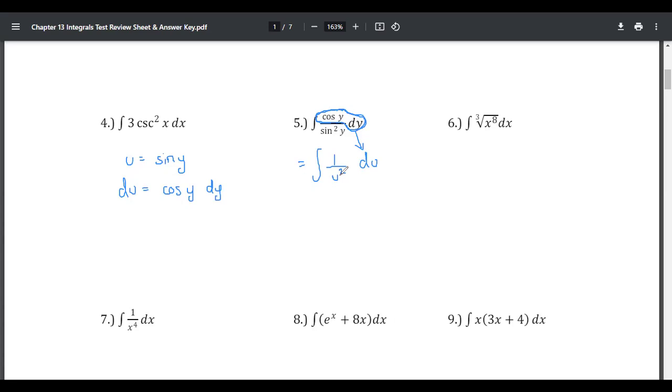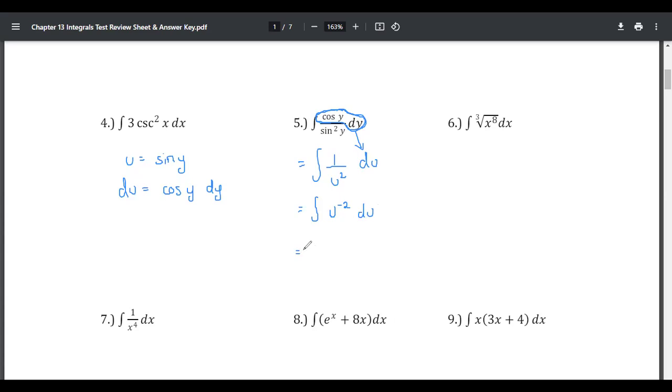We want to know what sine squared y is, right? You know sine y is u. I want to square it, so will that be u squared? Yes. And how do you integrate this? You flip up the u and then you put the 2 as a negative exponent. Okay. Keep going.